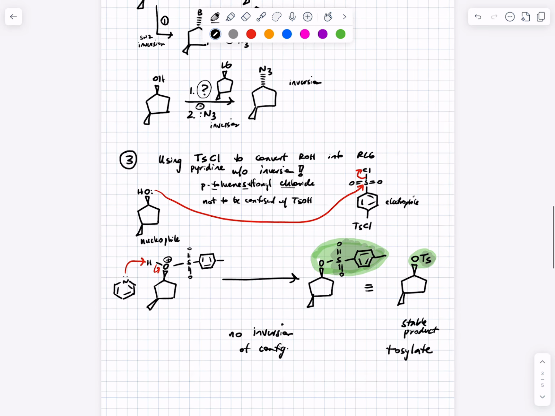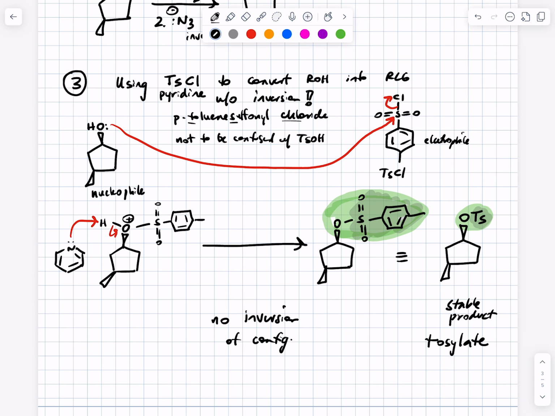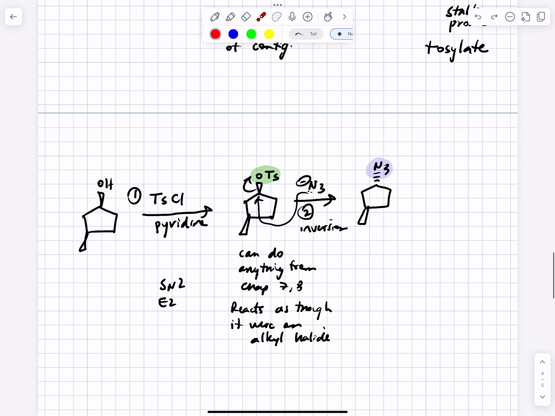Similarly, for TsCl, you could do this with primary, secondary, or tertiary alcohols, but again, you have to be a little bit smart. If you make a tertiary tosylate, you can't do SN2 with it. So, more power to you if you're trying to do elimination chemistry. But if you're trying to do substitution chemistry, that's a bad plan.